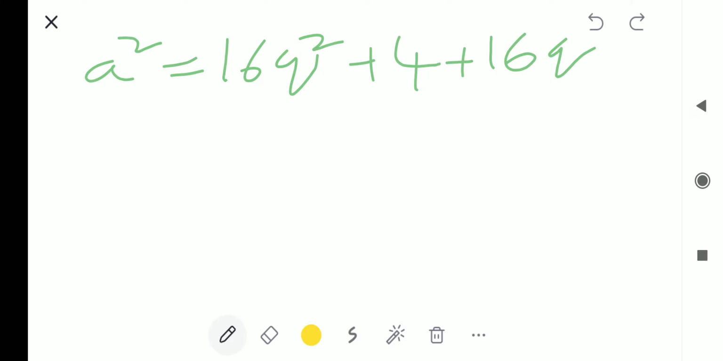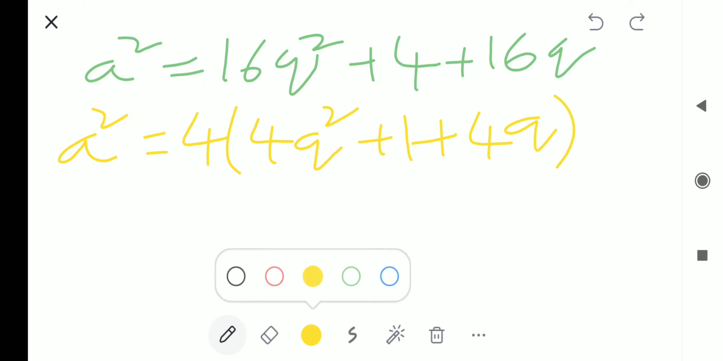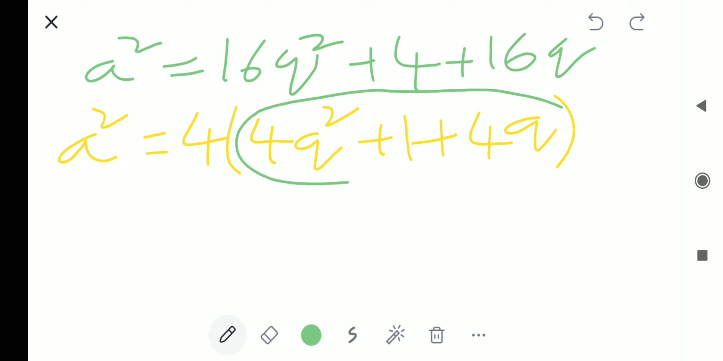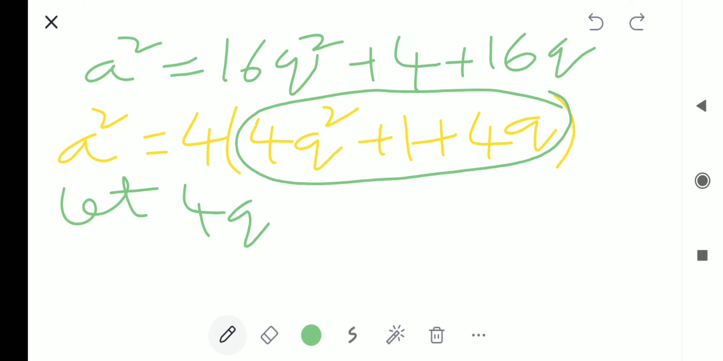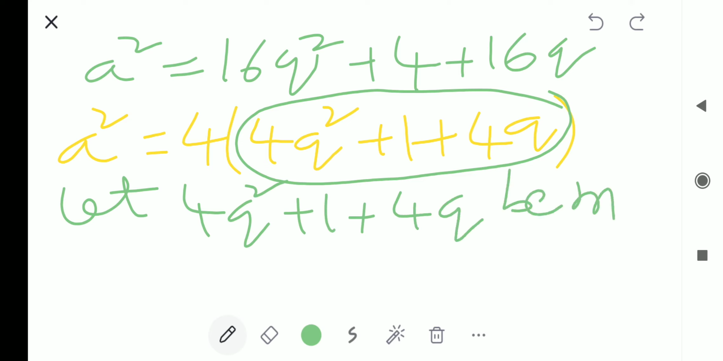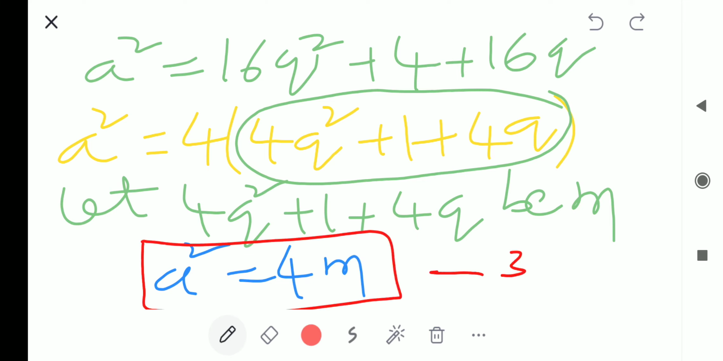From this, left hand side is same. From right side I am taking 4 common. I can write 4 into 4q square plus 1 plus 4q, and letting this value 4q square plus 1 plus 4q be m. So I can conclude that a square is equal to 4m. This is case 3 completed.